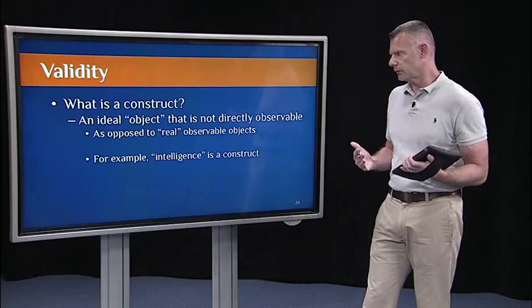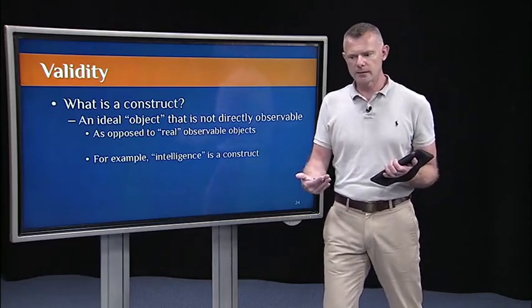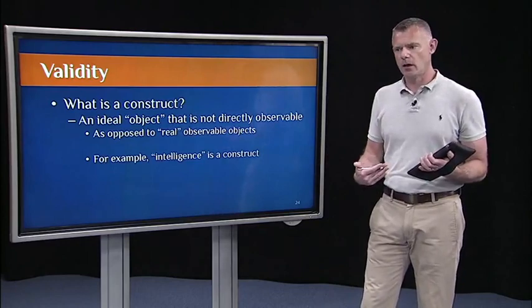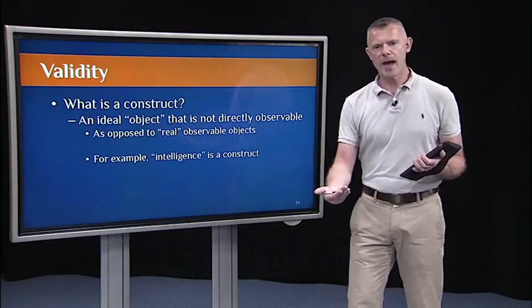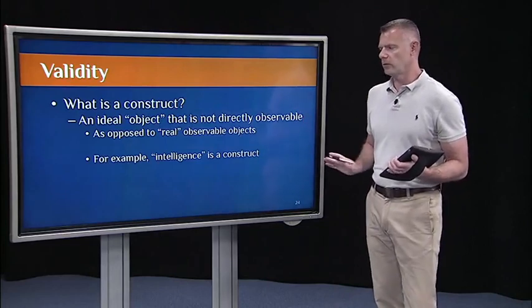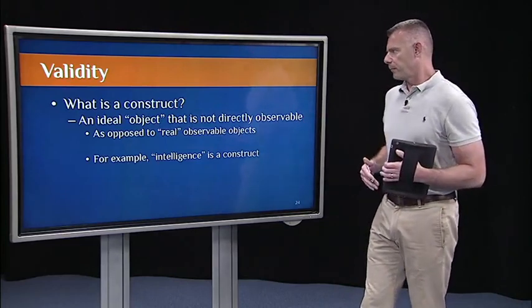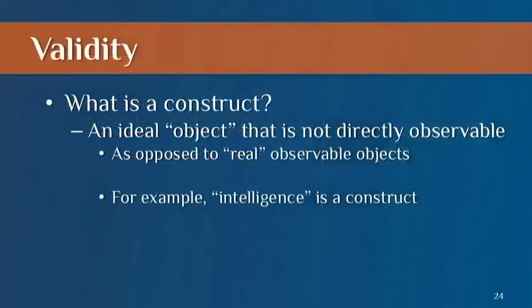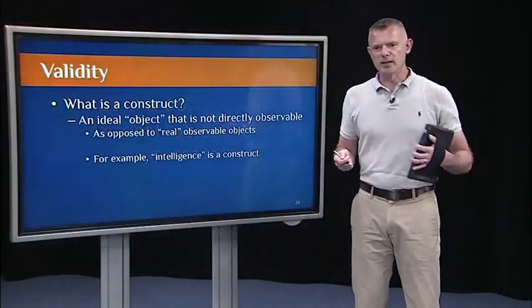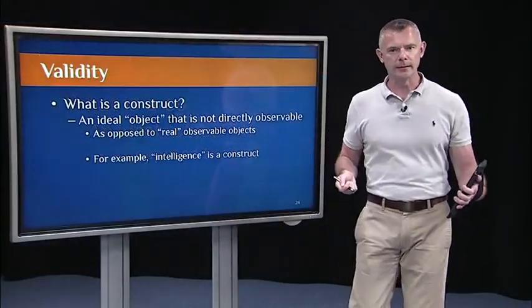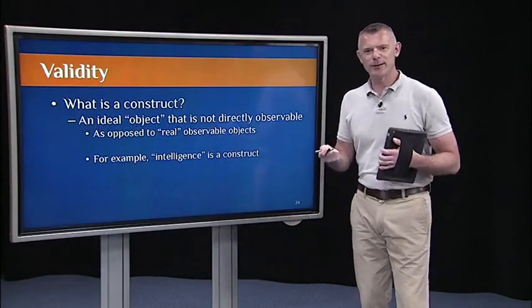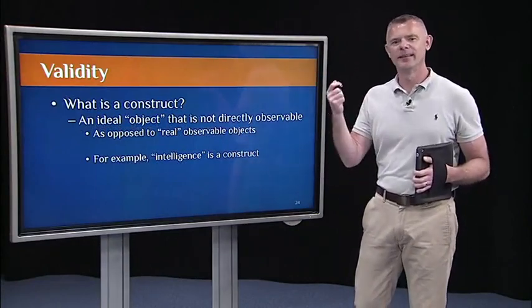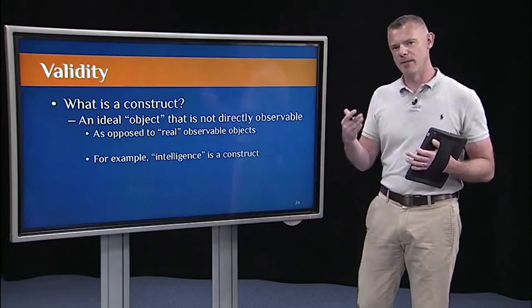So what is a construct? Again, I'm coming at statistics from the social sciences rather than, say, from mathematics, where they would worry less about issues like this. A construct, simple way to define it, is it's an ideal object that's not directly observable as opposed to real objects. So remember back when I talked about variables and constants, it's like comparing apples and gravity. Apples are real objects. We can measure the size, the weight, the type, and so on. They're very easy to measure.